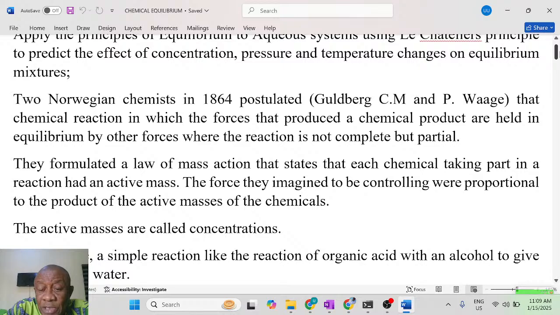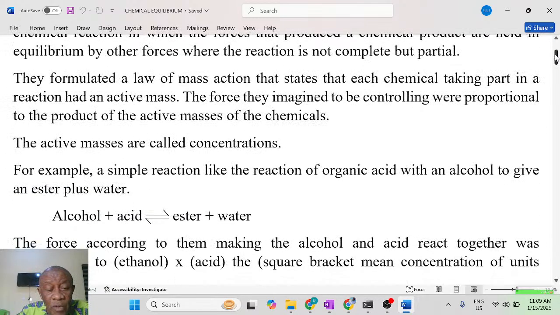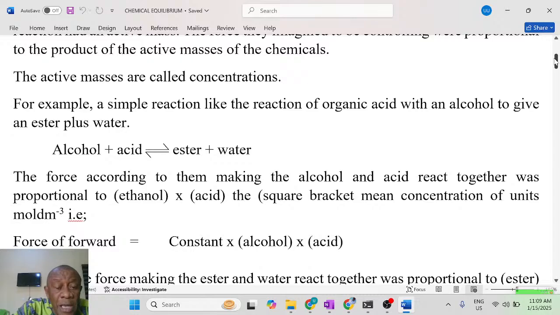The forces they imagined to be controlling were proportional to the product of the active masses of the chemicals, either the reactants or the products. The active masses are what we call concentration. For example, in dealing with a popular chemical reaction in which an organic acid reacts with alcohol to give us ester plus water, this is a reaction we know very well. It is a reaction that comes easily to equilibrium.